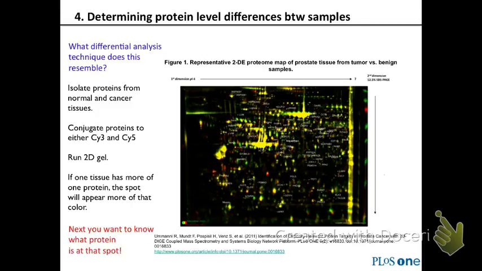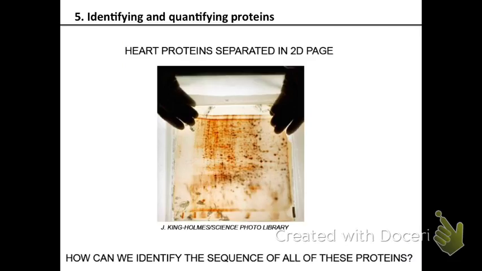Excellent. All right. 2D gel separates the proteins so that each spot pretty much corresponds to a single protein, but 2D gel doesn't tell you what that protein is, right? It just tells you there is a protein running at this spot that's highly expressed in the cancer cell and lowly expressed in the normal cell. So next, if you are doing this kind of analysis, you want to know the identity of that protein. You want to know what protein is in that spot.